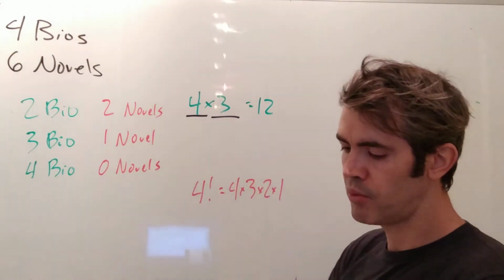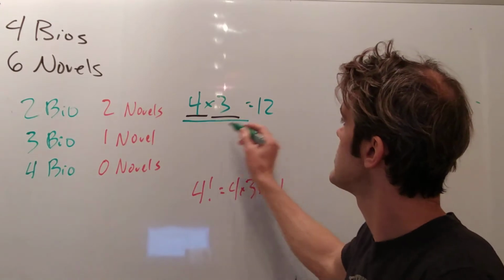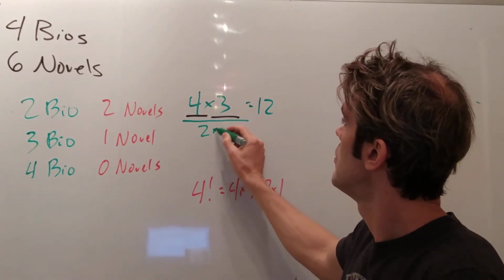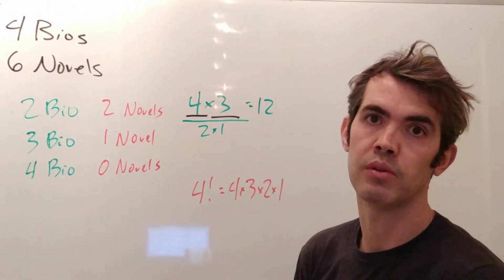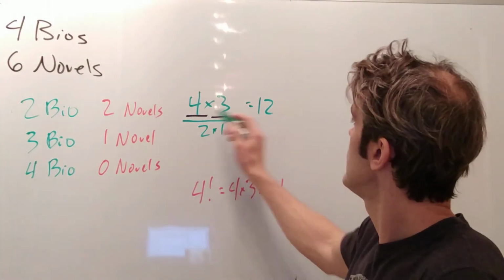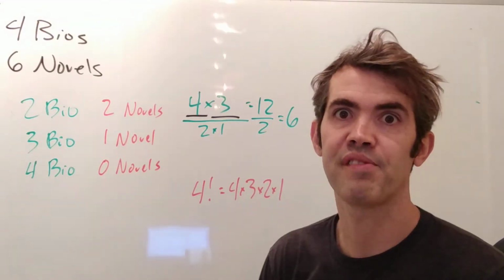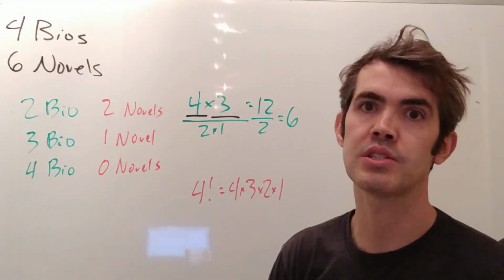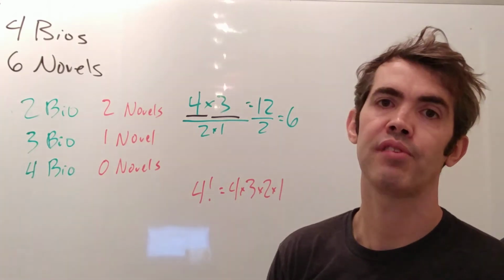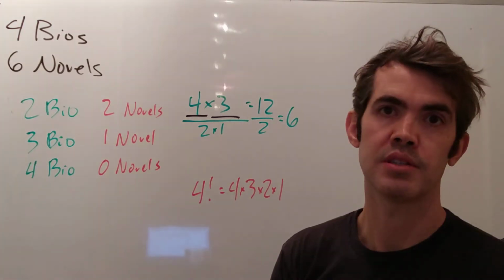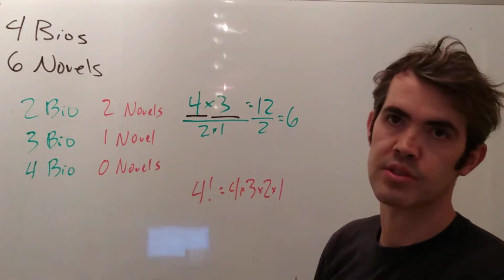But back to this problem, I'm really only arranging 2 things. So what I want to do is divide this number by 2 factorial, okay? Or really, that's just 2 times 1, which is just 2. Cool. So what I get is 12 divided by 2, and that's just 6. All right, so we're finally done figuring out how many ways we could read just the bios. It took forever, but mainly because I was explaining the concept. It'll be faster when we figure out how many ways could we read 2 novels, okay?